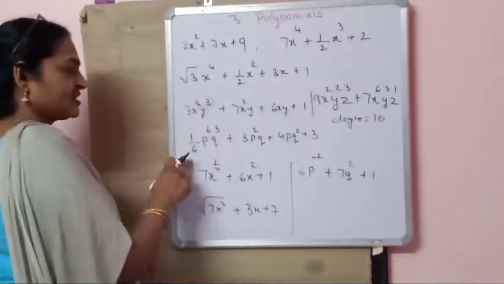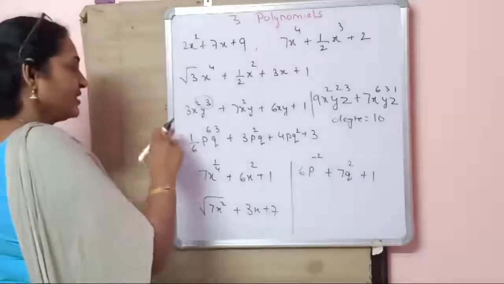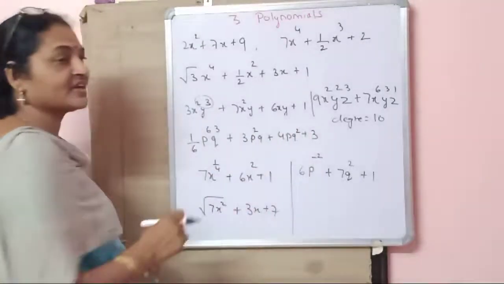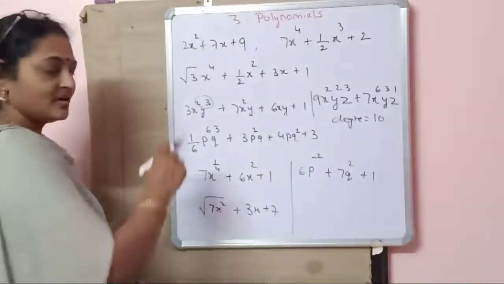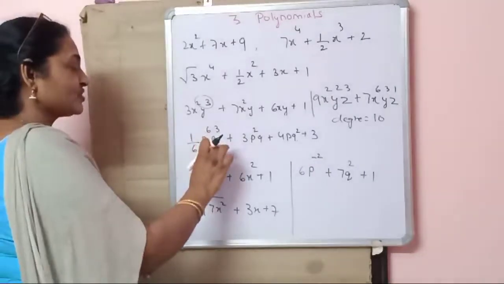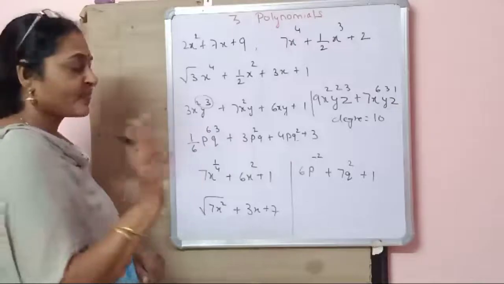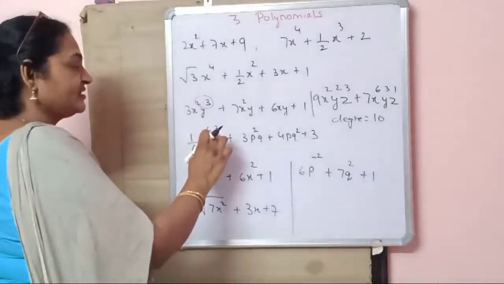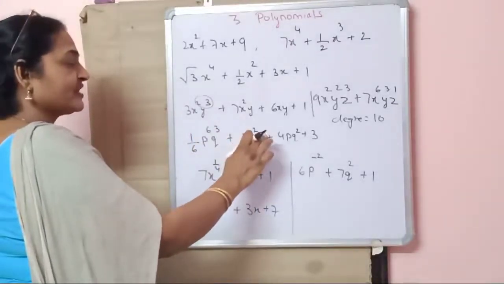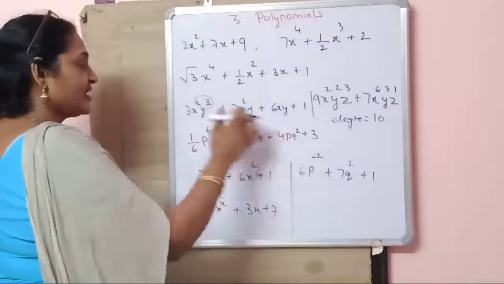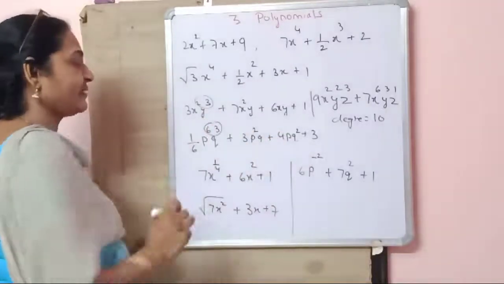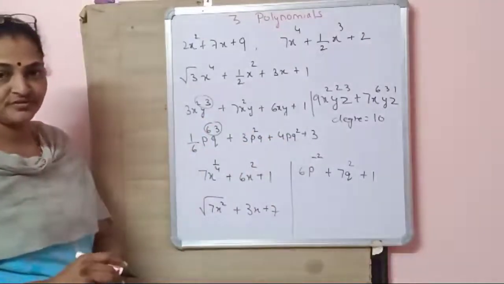Now in this case also, let us confirm first of all whether this is a polynomial. 1 upon 6 p raised to 6 q raised to 3. 6 plus 3 is 9. Therefore the degree of this term is 9. Then p square q: 2 plus 1 is 3, which is also 3. So the degree of this will be 9 because 9 is the highest degree.